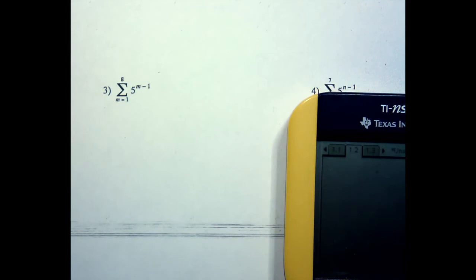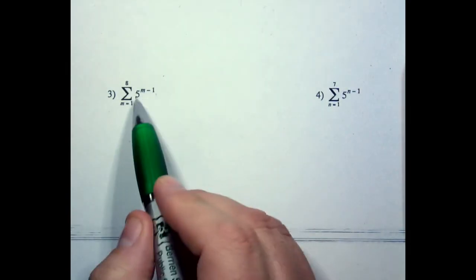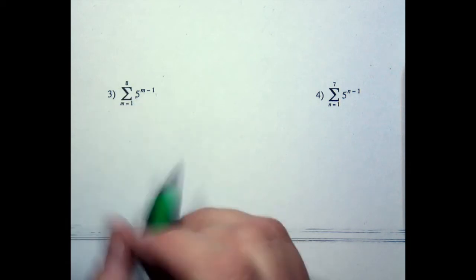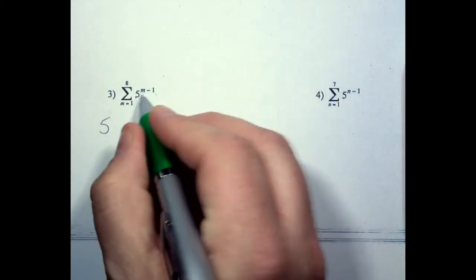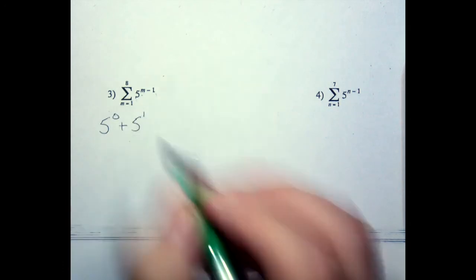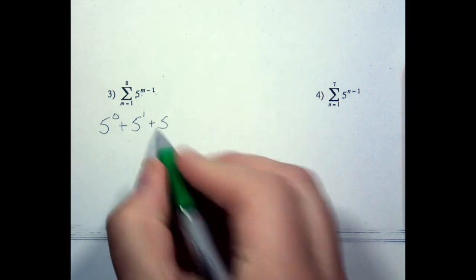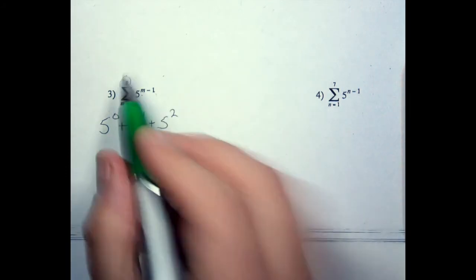Problem number 3, we know what we've got to do, right? We're going to say 5 raised to the 1 minus 1, 5 raised to the 2 minus 1. Let's just write out the steps. I want you to say, what's 1 minus 1? 0 plus 5, 2 minus 1. When am I going to stop? At 7, right? Because the upper boundary is 8, so we're going to stop at 7.